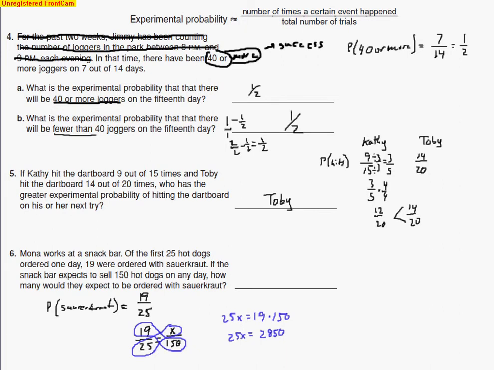Then all you have to do is divide by 25, and you'll have your answer. It does go in there evenly. If you think of how many quarters make $28.50, you'd have your answer. Let's see how many that is. It's 114 of them. So about 114 are ordered with sauerkraut. That's what our approximation would be using experimental probability. Those are the types of problems you'll see on tonight's homework. Good luck.